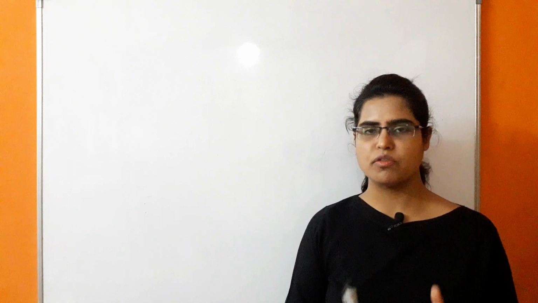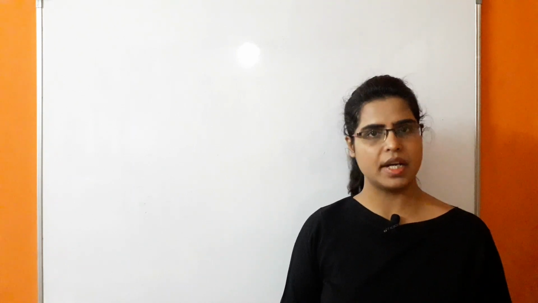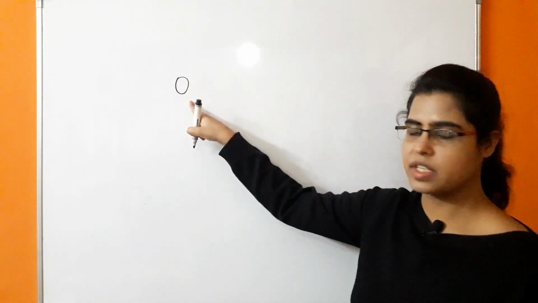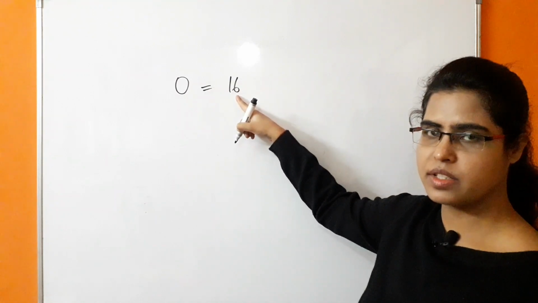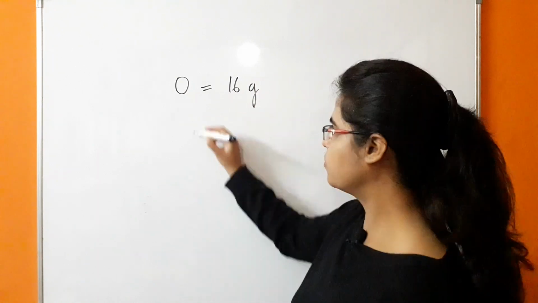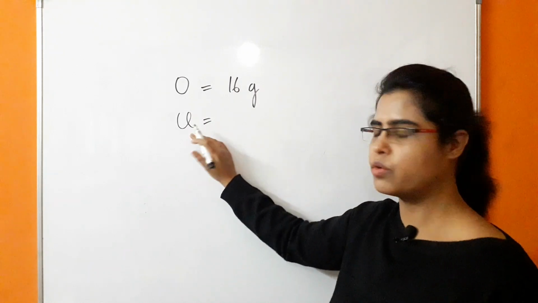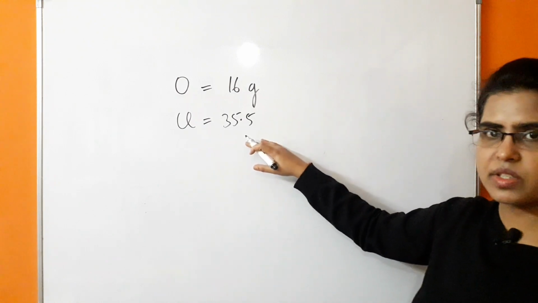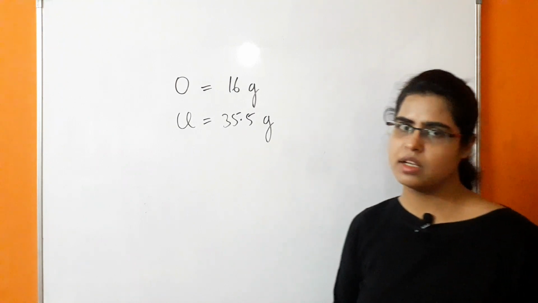Next is gram atomic mass. If the atomic mass of a particular element is expressed in grams, then it is known as gram atomic mass. For example, in the case of oxygen, a single atom of oxygen has mass 16, so if this atomic mass is represented in grams, it is the gram atomic mass. Similarly, in the case of chlorine, a single atom of chlorine has mass 35.5, so if it is represented in grams, it is known as gram atomic mass.